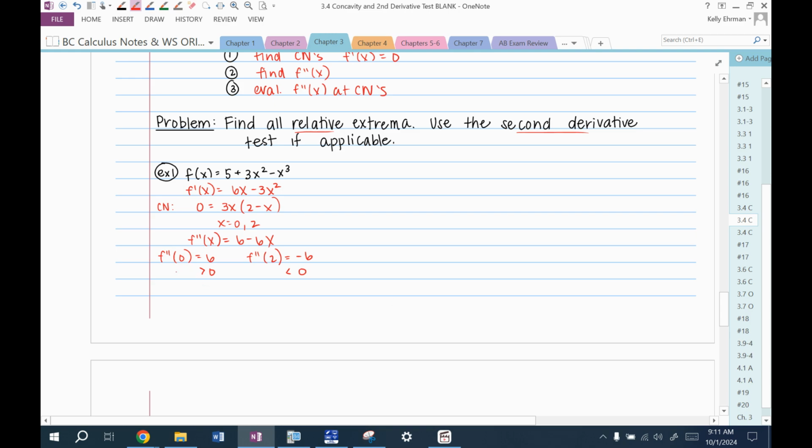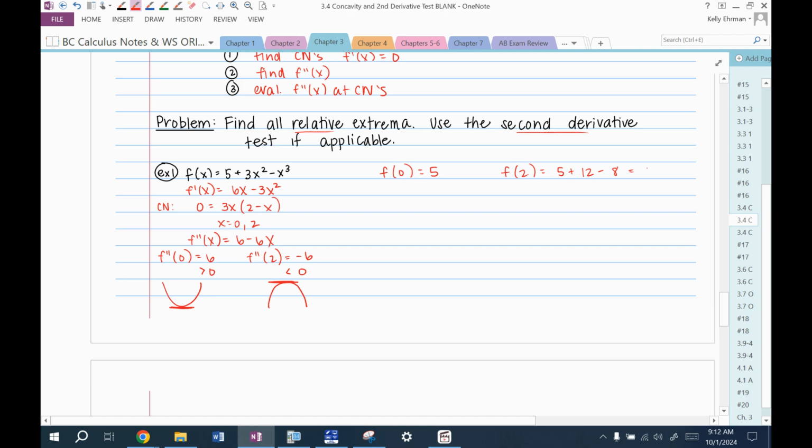So at 0, the graph is concave up, so that means we have a relative min. And at 2, because I got a negative second derivative, it means the graph is concave down at that point, and there's a relative max. So my reasoning here, I'll justify in a second. Let's go ahead and find the values. What is f of 0 then? Plug 0 into f, you get 5. And what is f of 2? That's 5 plus 3 times 4 minus 2 squared.